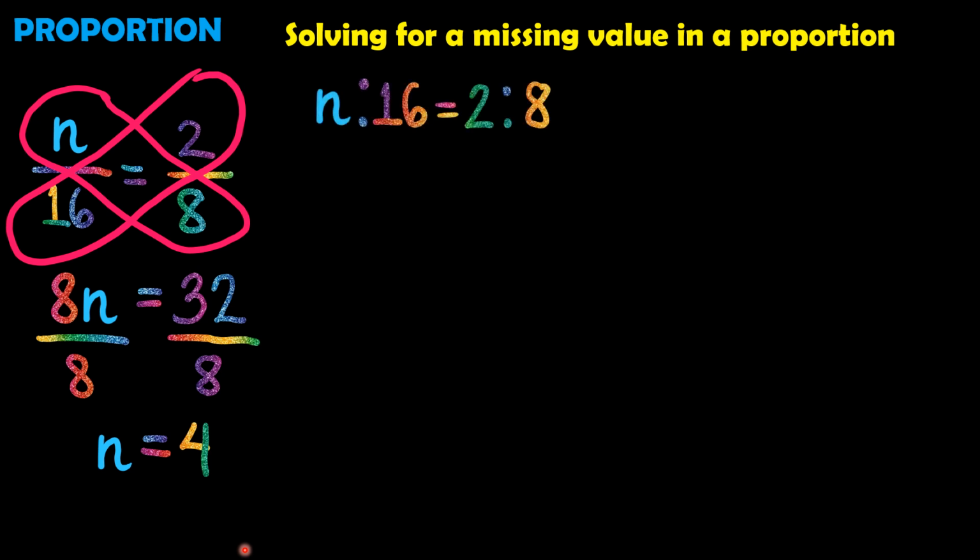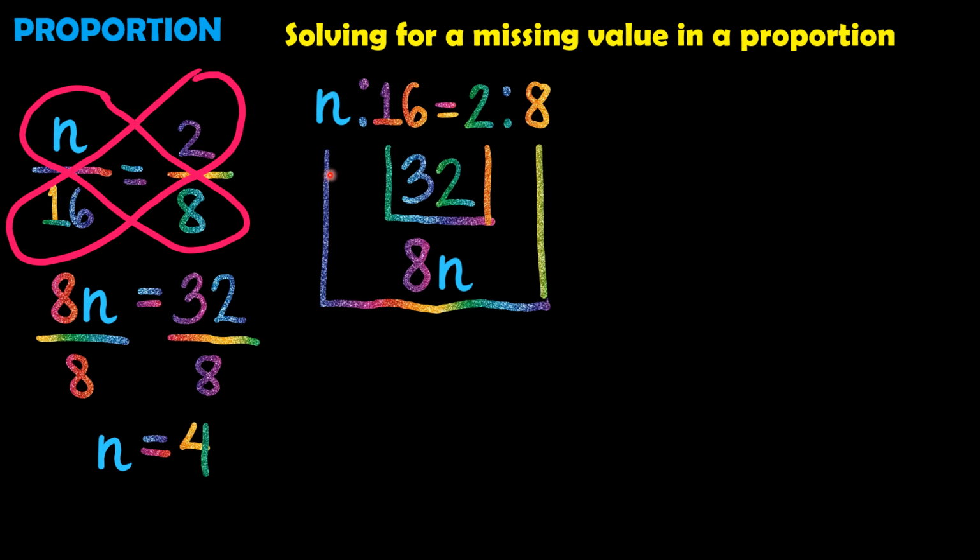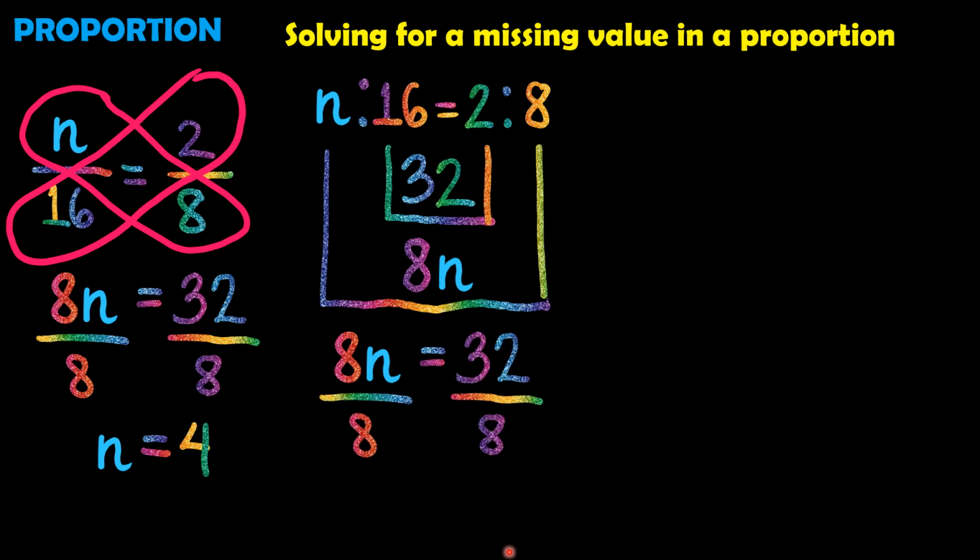So if the given is written in column form, with the same solution, we're going to get the product of our means: 16 times 2 is 32. And the product of our extremes, n times 8, is 8n. And then equate. 8n equals 32 and solve for n. So we're going to have the same answer of 4.